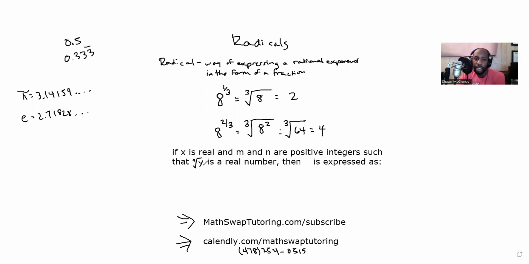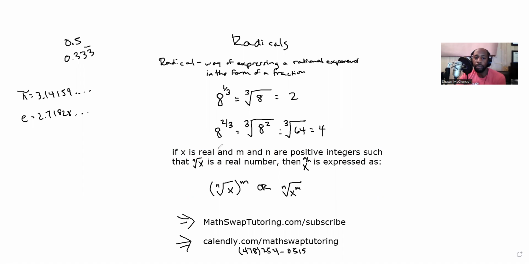Okay, so if X is real and M and N are positive integers such that the nth root of X is a real number, then X to the M over N is expressed as either of the following. So let's look at this again.